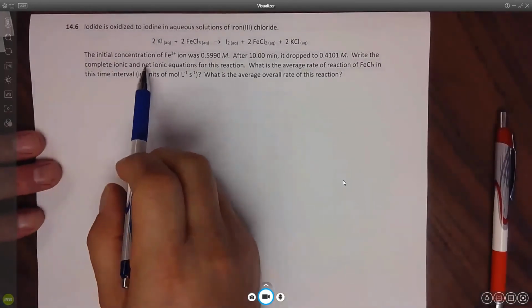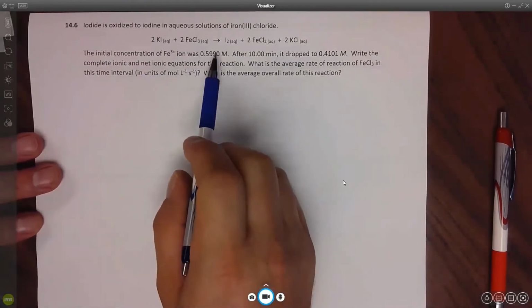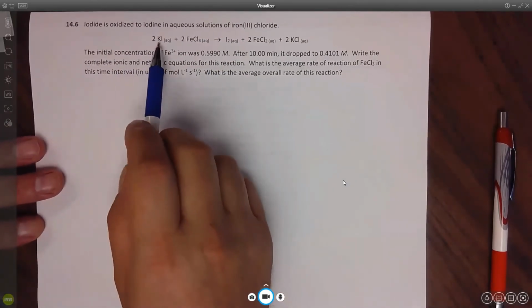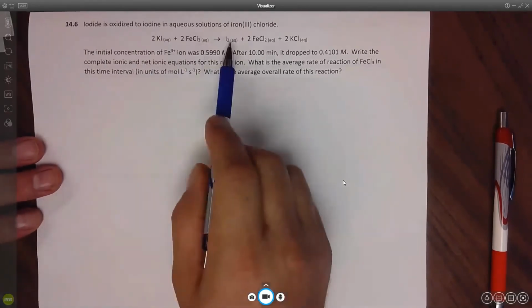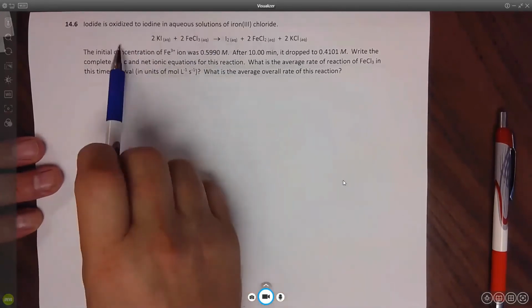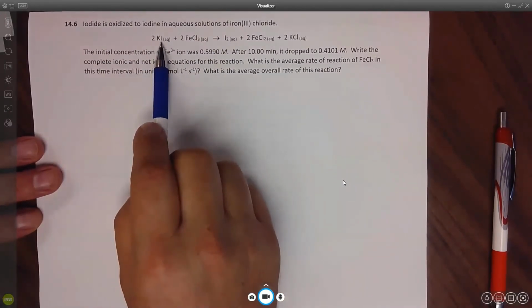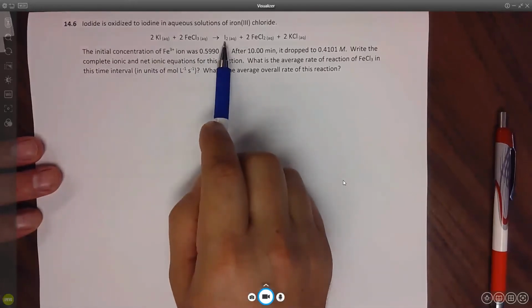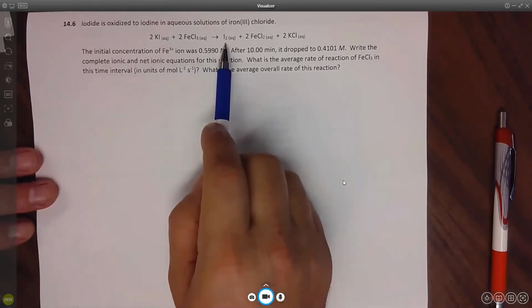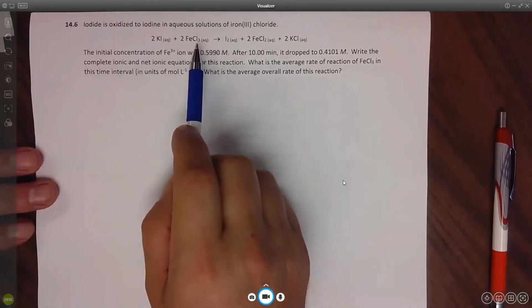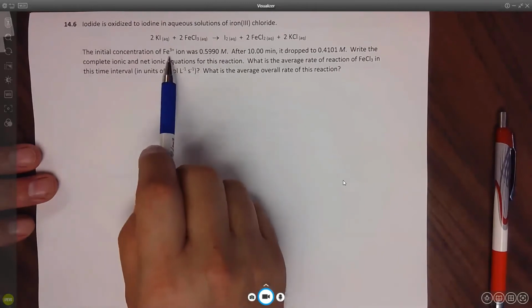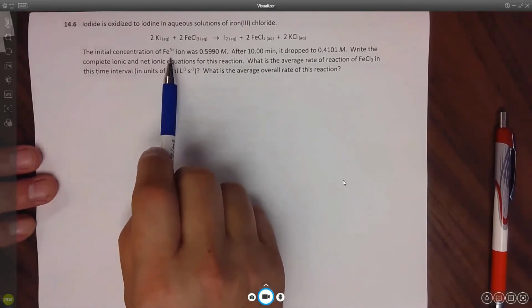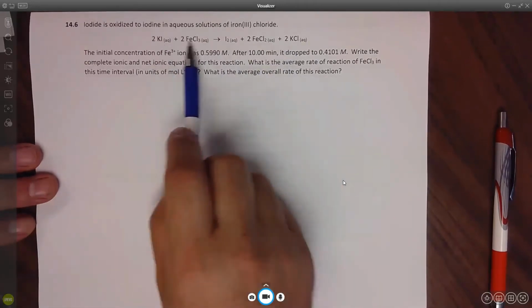So this says that iodide is oxidized, okay, to iodine. So this is the iodide, right? This is K plus, I minus, it's an ionic compound, to iodine, which is molecular, right? It says it is oxidized, so it's going from an oxidation state of -1 to 0, again, as you recall from Chem 110. So it's going from -1 to 0, its oxidation number increased, and therefore it was oxidized. In an aqueous solution of iron 3 chloride. It says the initial concentration of iron 3. Well, I don't see iron 3 in this.